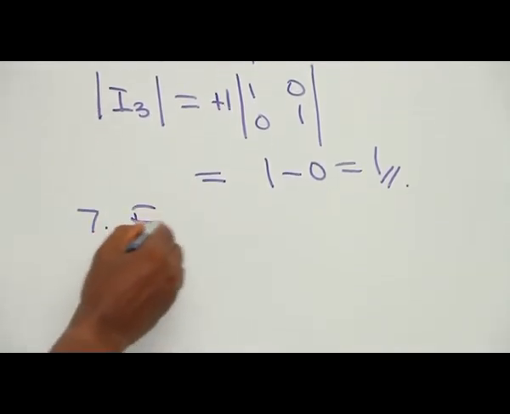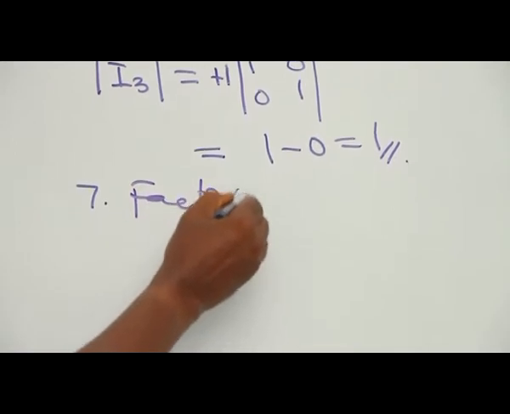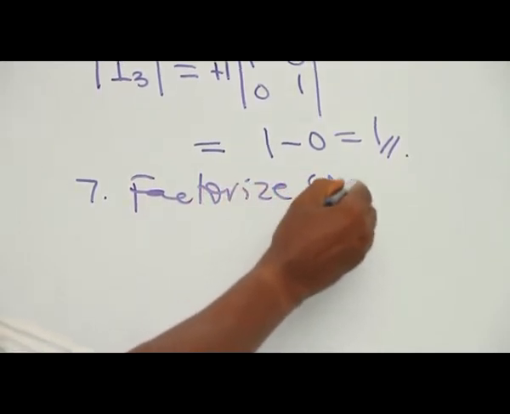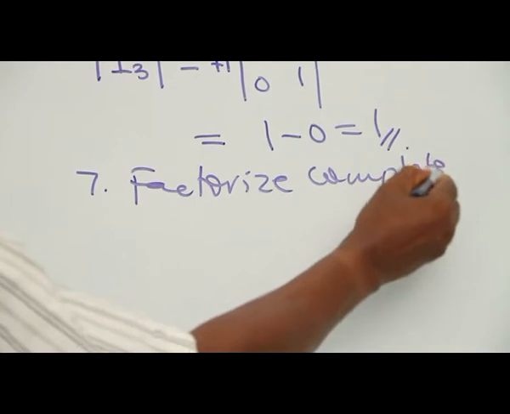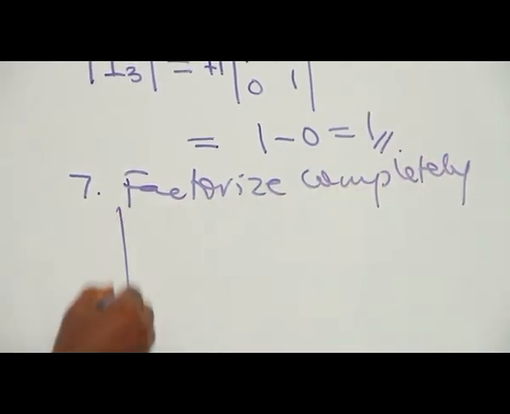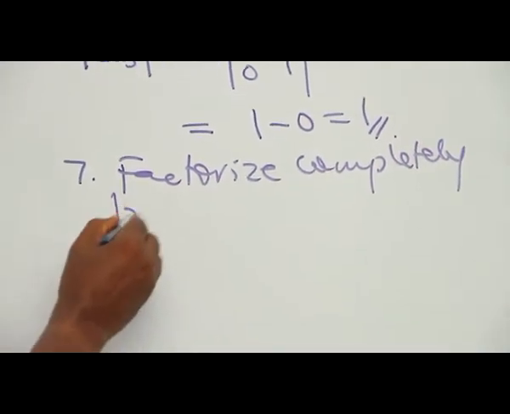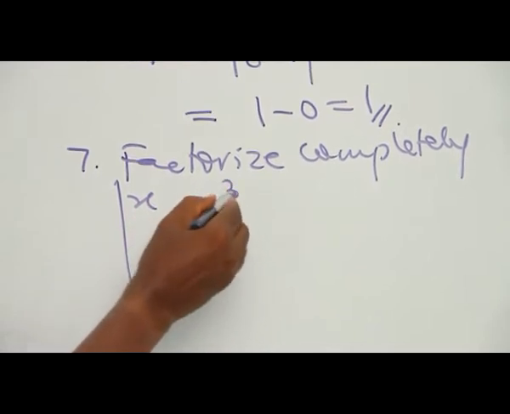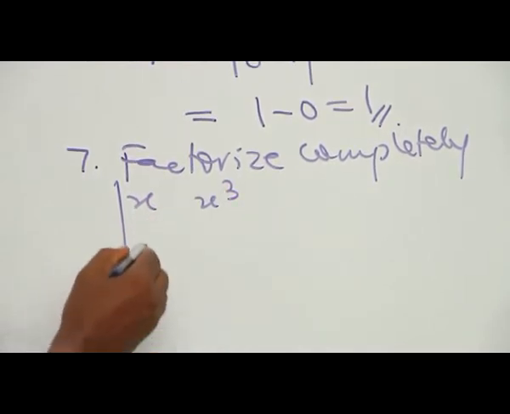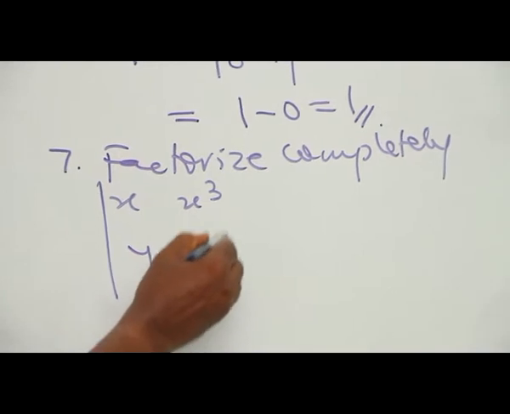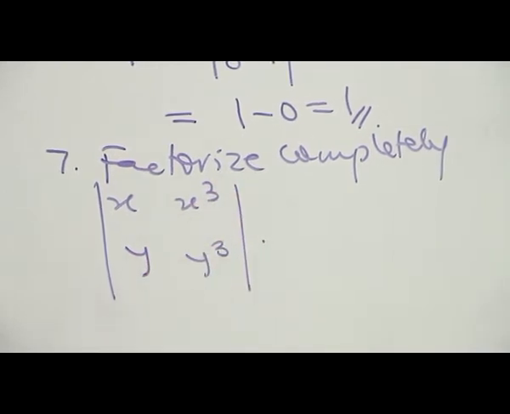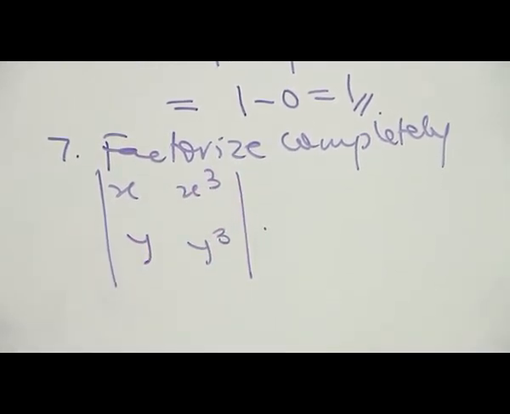This one says we should factorize completely. Factorize completely our s cubed, then y and y cubed. You have to factorize this completely.